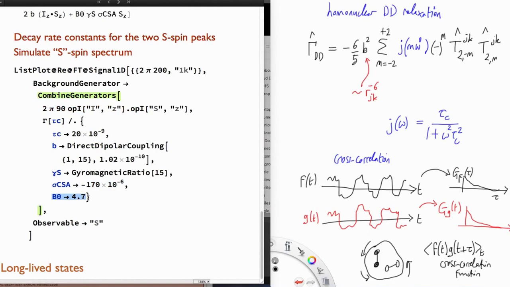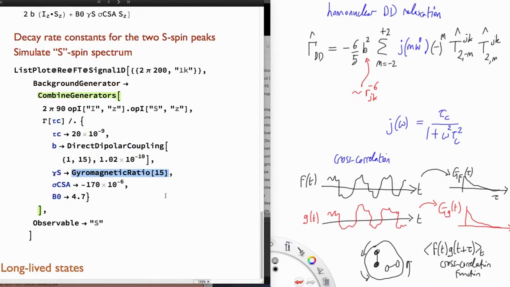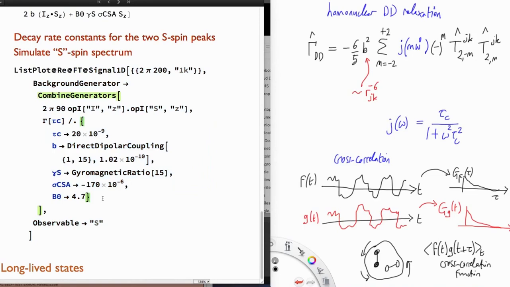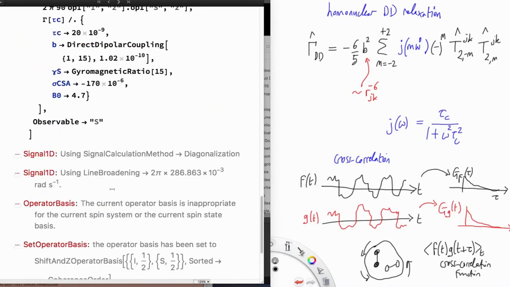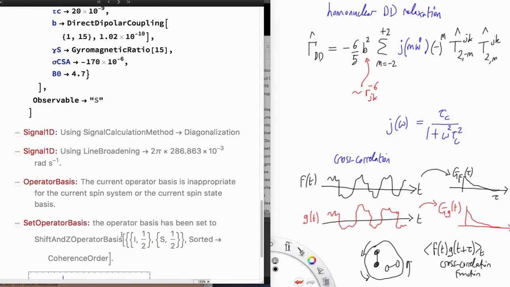Here I've simulated for a magnetic field of 4.7 tesla, a rather low magnetic field, and a gyromagnetic ratio comes into the formula here for the S spin, so that has to be specified as well. I've just used the gyromagnetic ratio for nitrogen 15. And we simply simulate the spectrum using the combined generators involving the J coupling between the two spins and this relaxation superoperator. And we get a doublet with one of the doublet peaks much broader than the other one. So that's the typical TROSY effect.